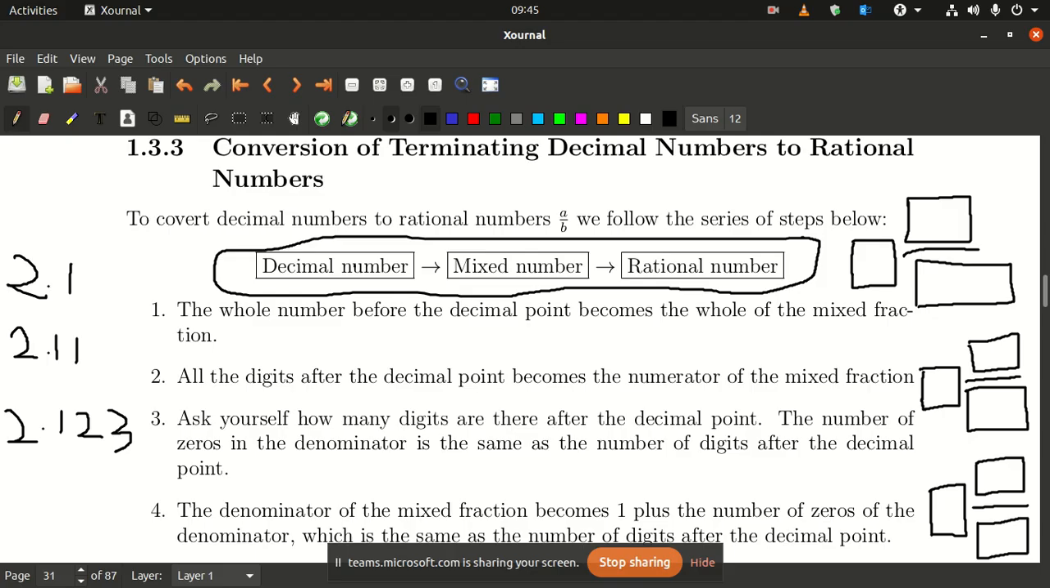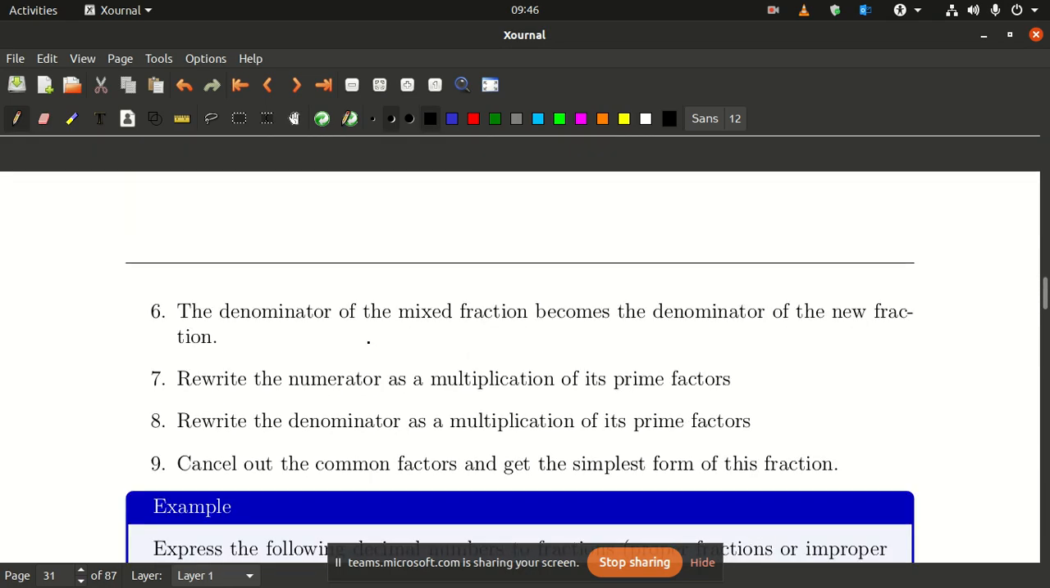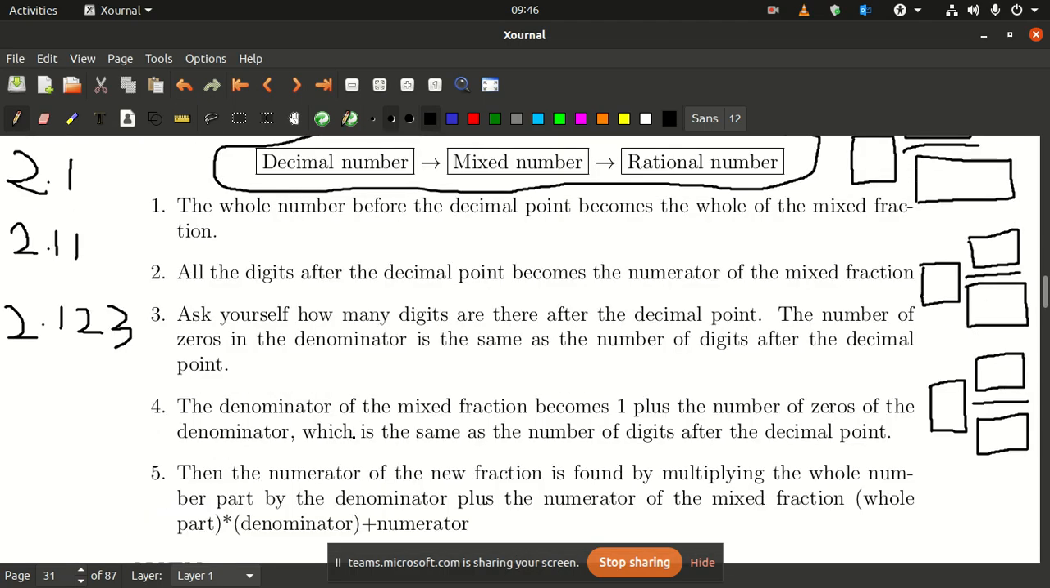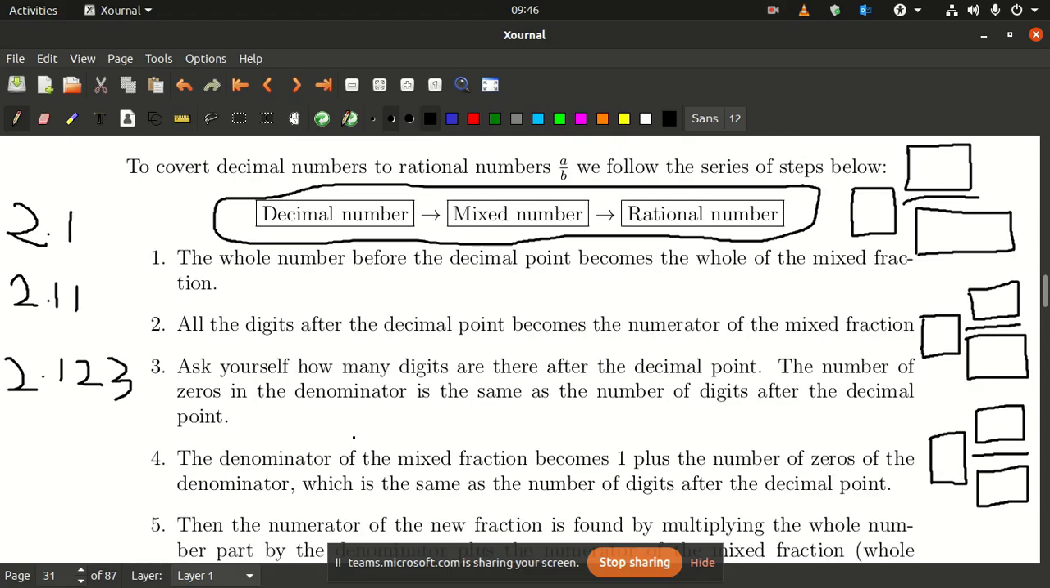So we take this decimal, we convert it first to a mixed number, and then from that mixed number we go to a rational number. That's what we are actually doing here. Now, how do we get this mixed number? I wrote this series of steps, about 9 of them, and I will share the notes again. But what is important here is that we focus on how we actually convert a decimal number to a rational number.